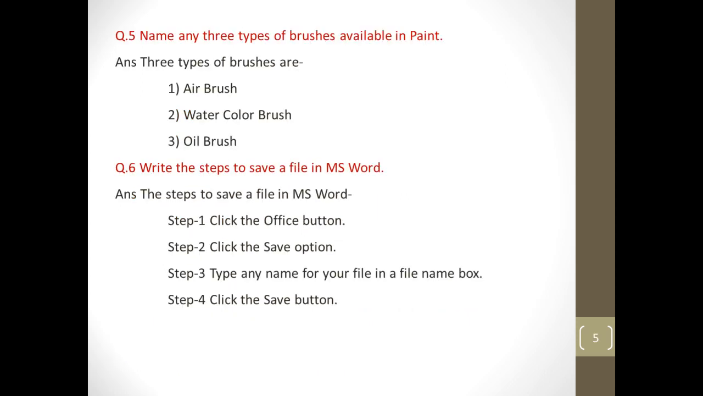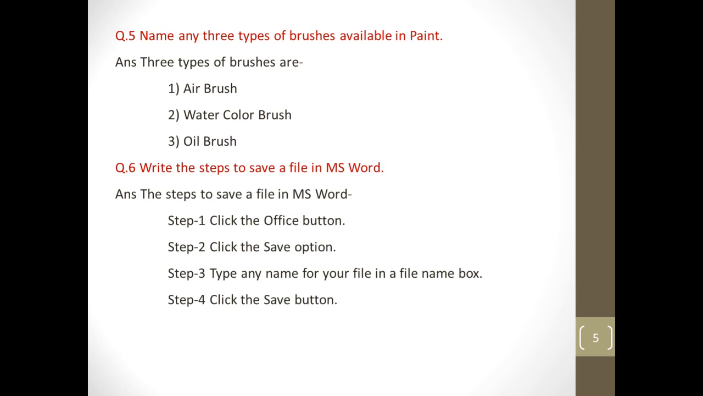Question number 5. Name any 3 types of brushes available in Paint. 3 types of brushes are airbrush, watercolor brush, oil brush. In the brushes category, you will find calligraphy brush also. So you can write the name of calligraphy brush also. Question number 6. Write the steps to save a file in MS Word.